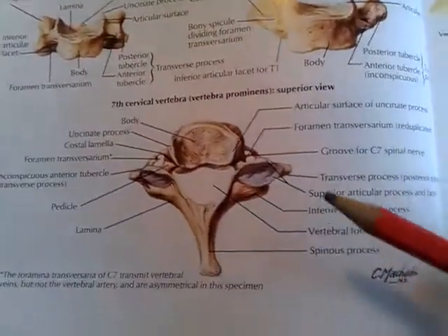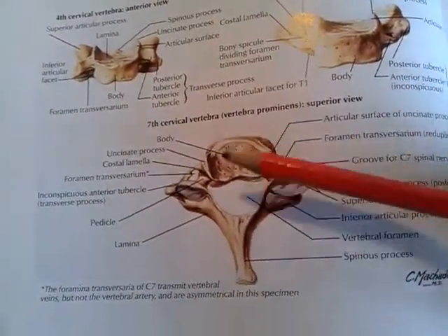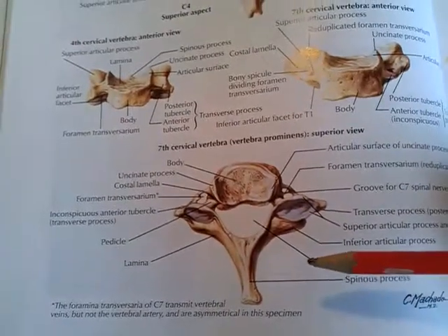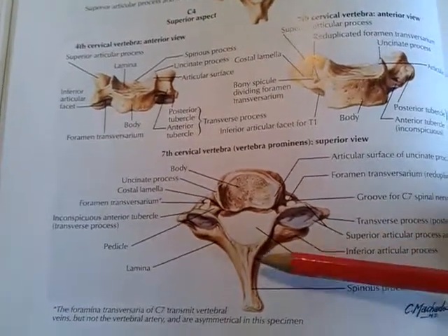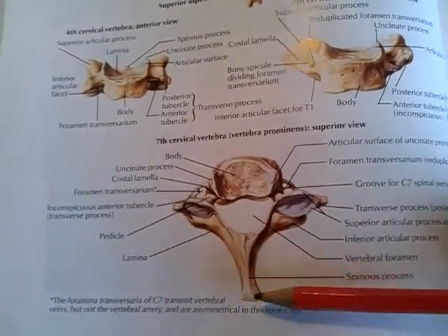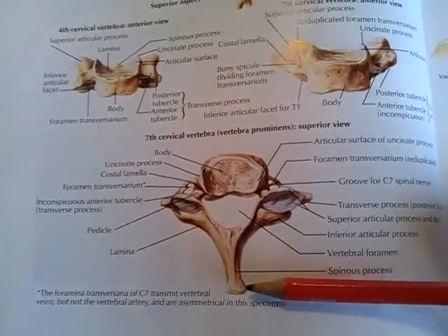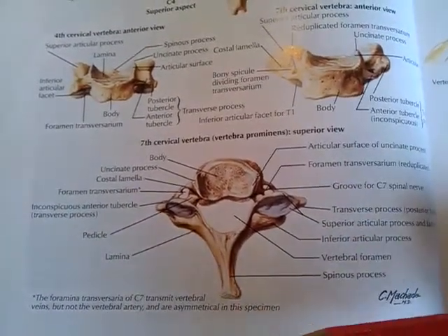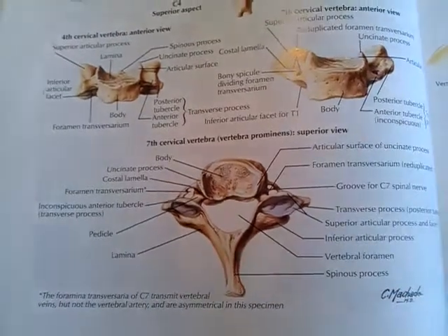And then you have the 7th cervical vertebra, called the vertebra prominens. It has a long spinous process which is not bifid, and the end of it is thickened and is palpable through the skin.